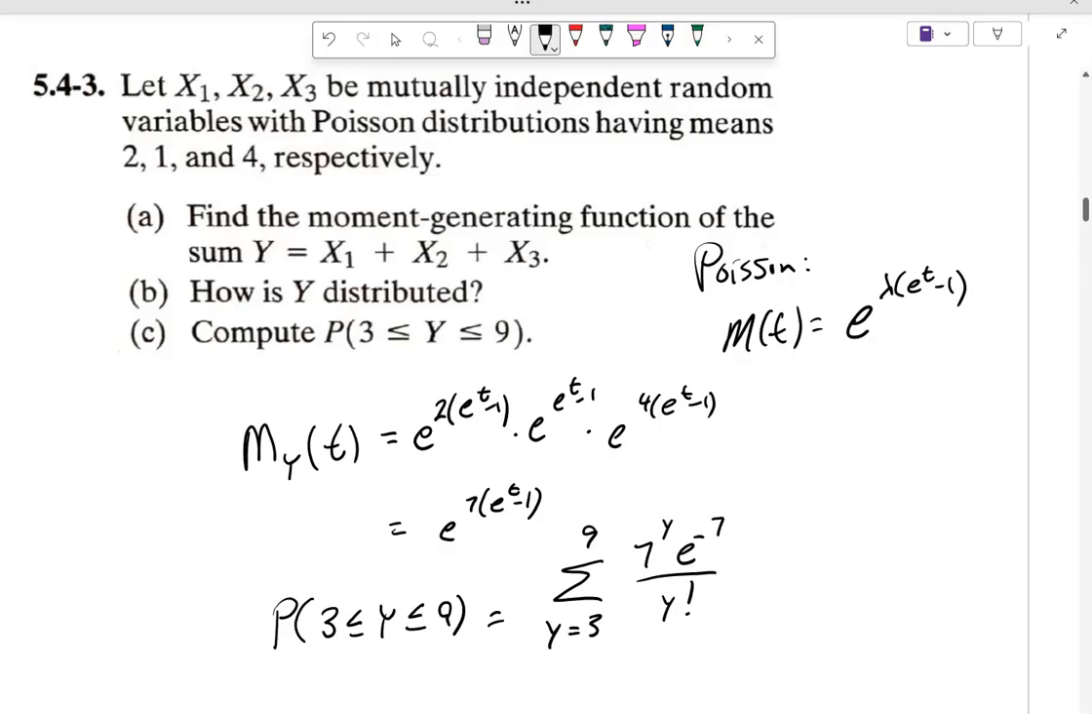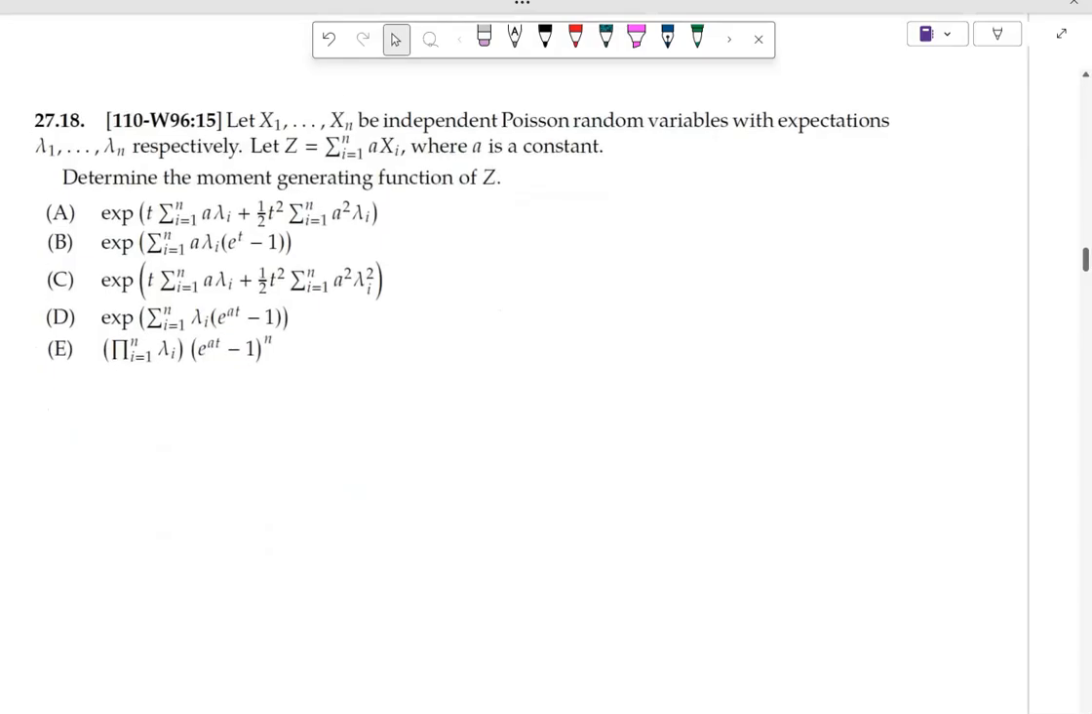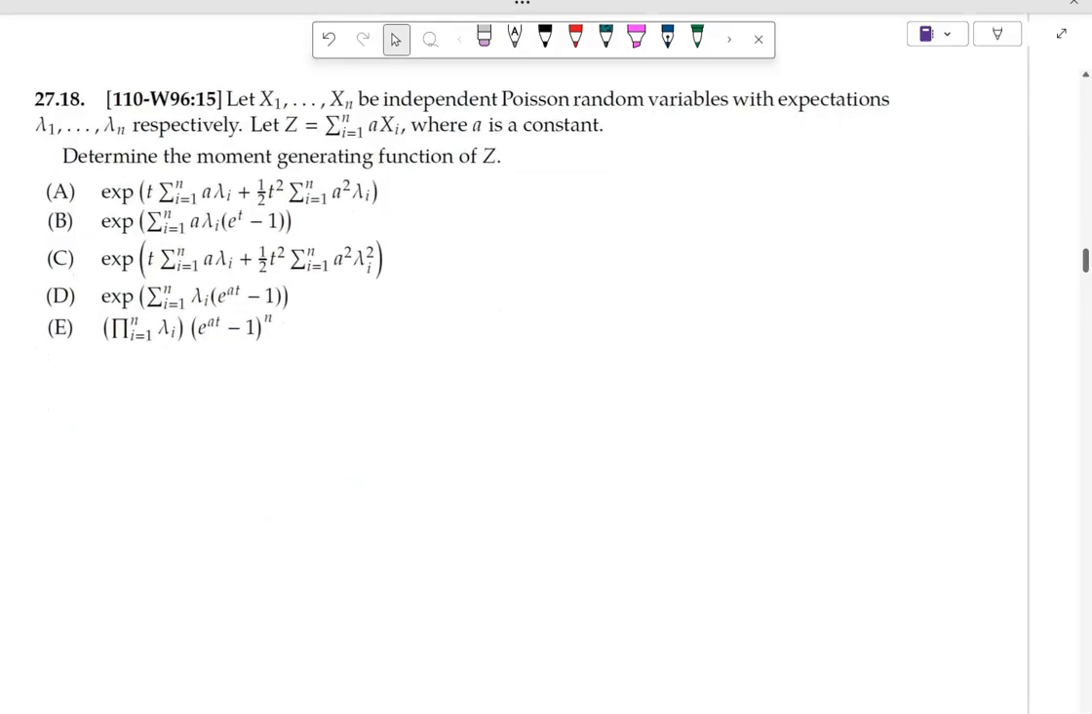Again, important part of this: sum of independent Poissons is Poisson. And in particular, all we did was just add the lambdas, right? Okay. So this one is the same kind of idea, except it's doing it more generally. And it has a constant in front, that A is a constant.